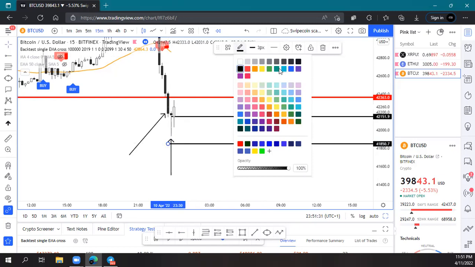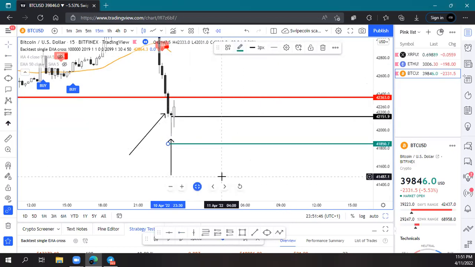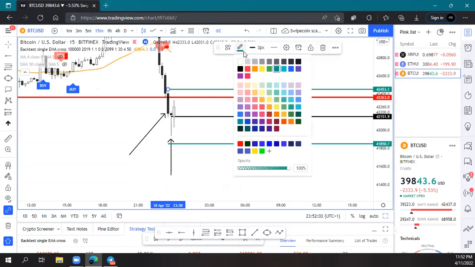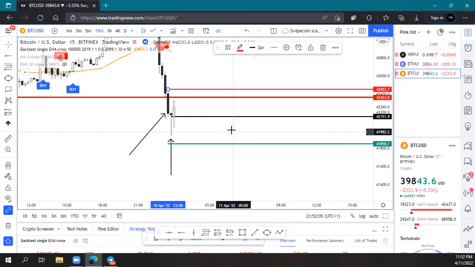And someone should calculate the stop loss, plus 300. Since we're selling, stop loss is going to be above, right? So plus 300 is 42451, right? That's our stop loss. 451 is somewhere around here. Let me just keep it here. So 42451 is our stop loss.